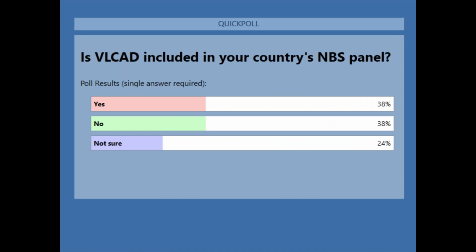Okay. In the US, we do have newborn screening in all the states. It looks like the people on the webinar, about half have newborn screening and half don't. And then there's some that are not sure. So that's quite different than the answer that we'd get if we were speaking mostly to individuals from the US.